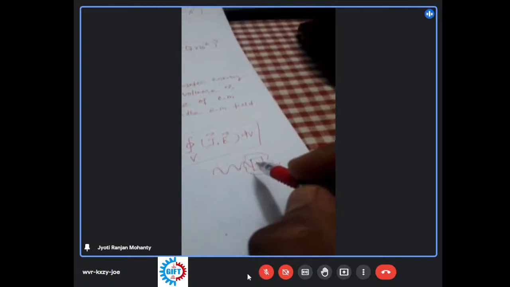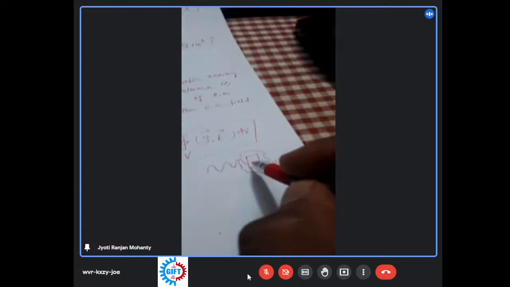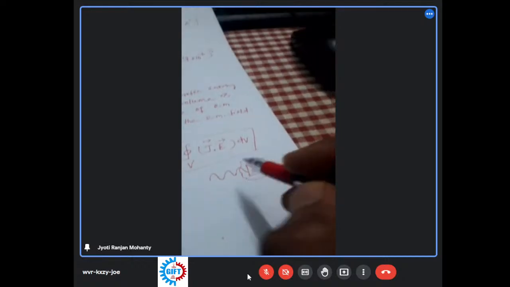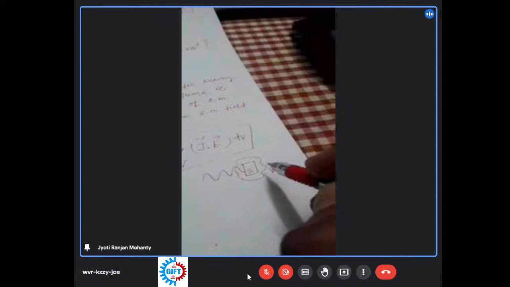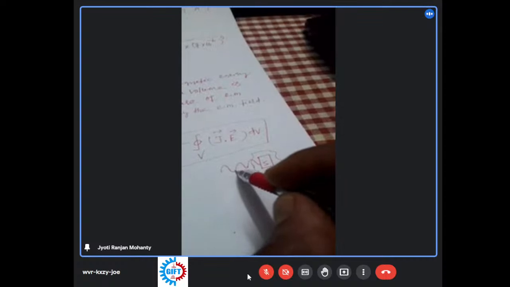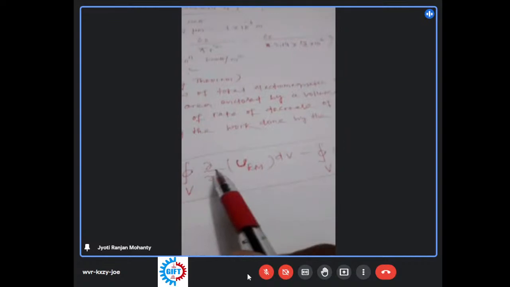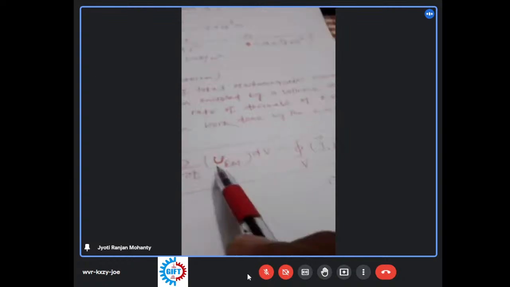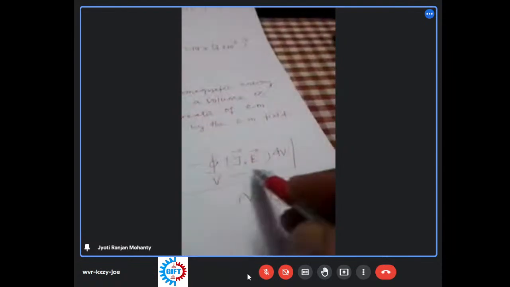So while the electromagnetic wave is propagating through an area, what will happen? There will be a rate of decrease of electromagnetic energy density. So whatever the total electromagnetic energy, that will be decreased. Decrease means minus. Minus del by del t. Rate means d by dt or del by del t. This is rate of decrease. Decrease means minus electromagnetic energy density, and the work done.